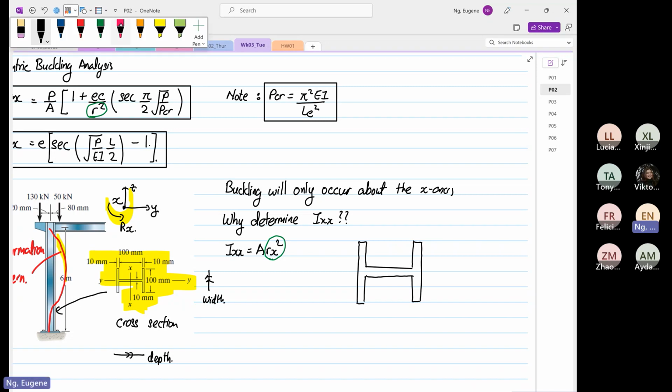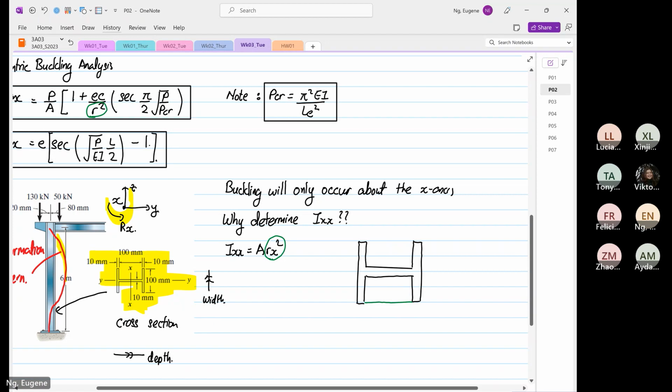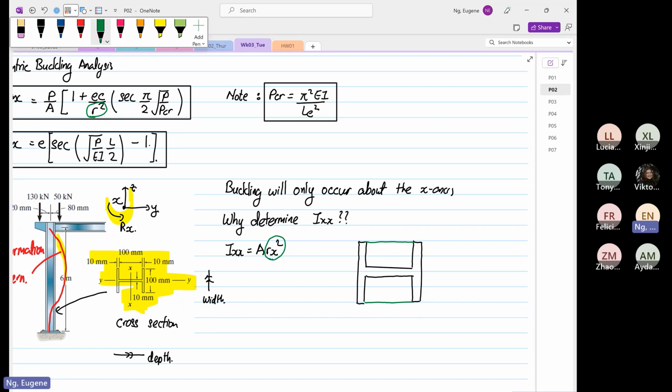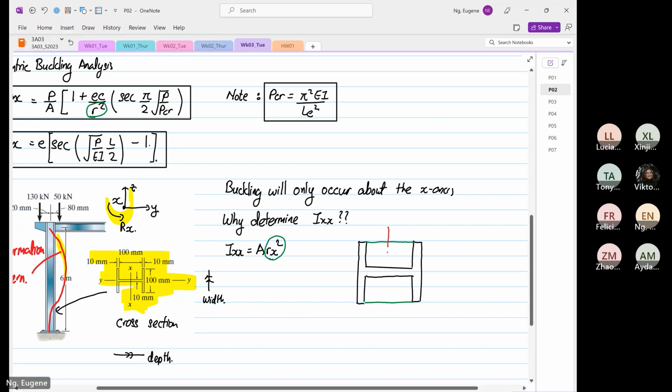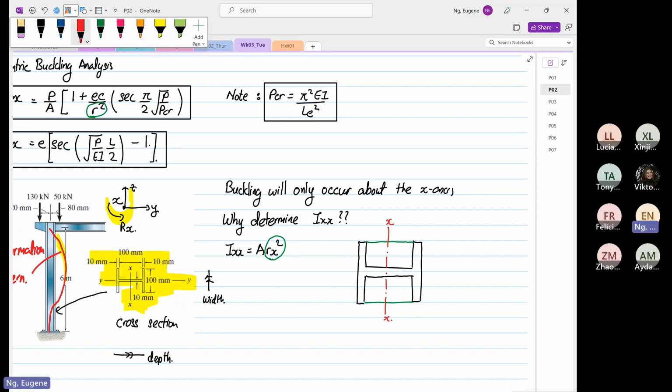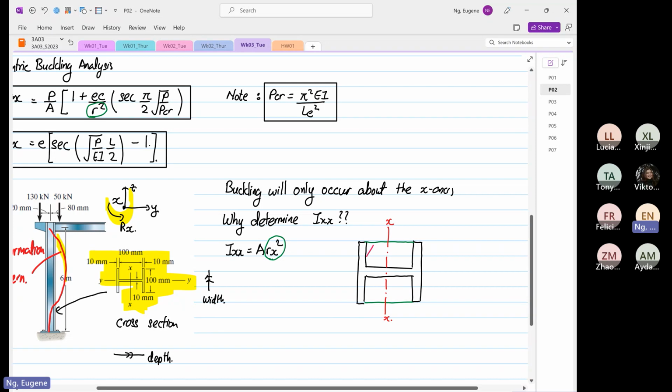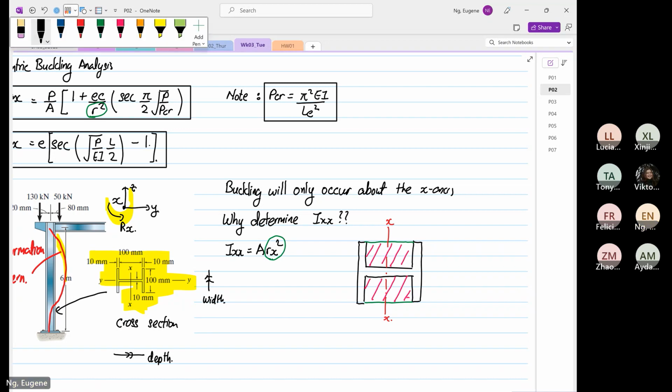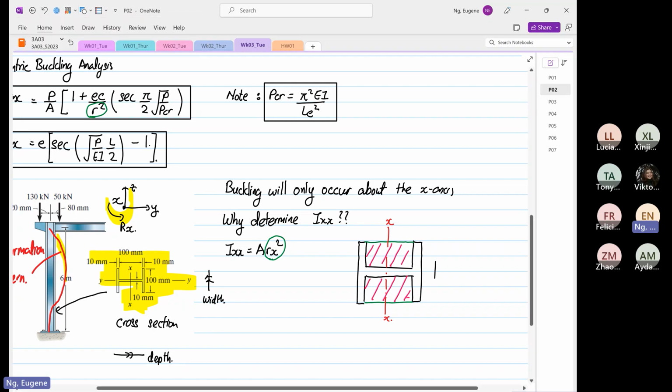So what I'm going to do is take the whole square. This is the axis of interest, XX. And then I'm going to minus this region. I'm going to show you two ways of getting your IXX. So this is one way I'm going to do.